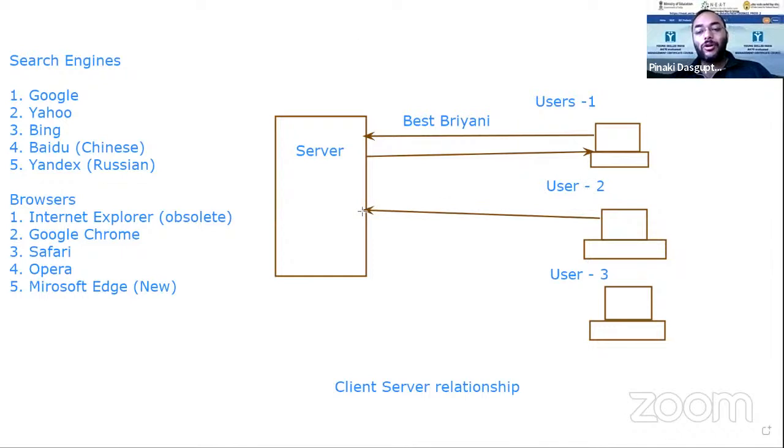Again, user two is looking for monsoon travel options. Now again, the server will search its database about the travel options in different seasons, and whenever it checks the monsoon travel options, it will immediately share the result with user two.